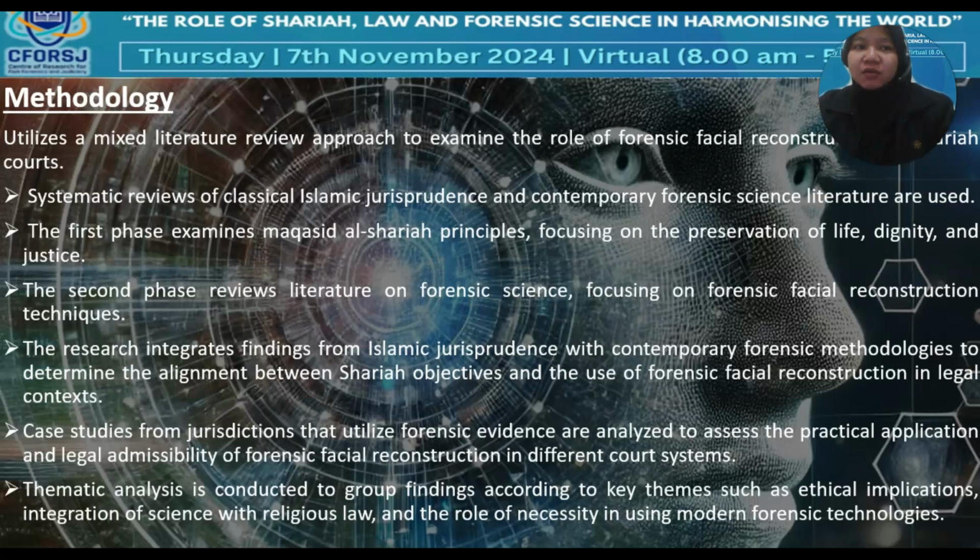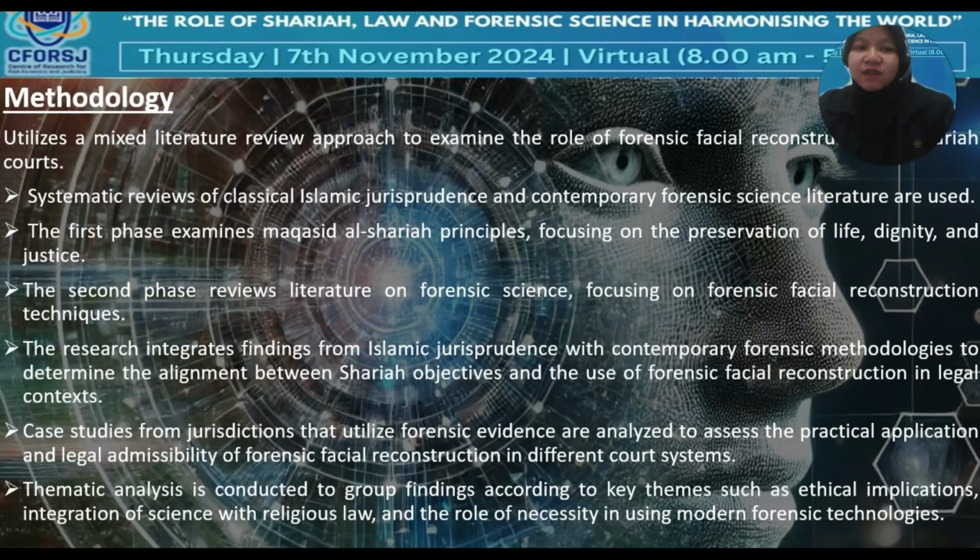So, the methodology here utilized a mixed literature review approach to examine the role of forensic facial reconstruction in Sharia court. So, we have two phases in this article. Number one, the first phase examines Maqasid Shariah principles, focusing on the preservation of life, dignity and justice. The second phase reviews literature on forensic science, focusing on forensic facial reconstruction techniques.